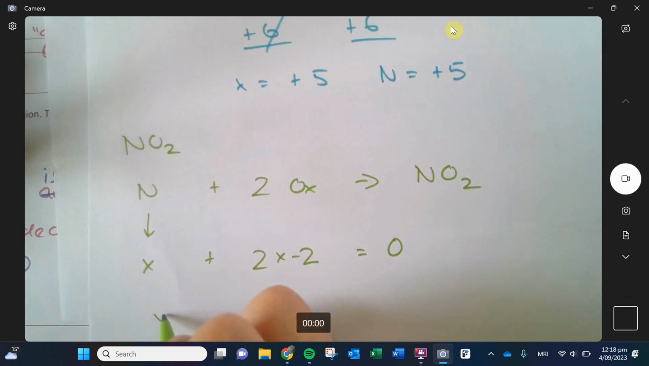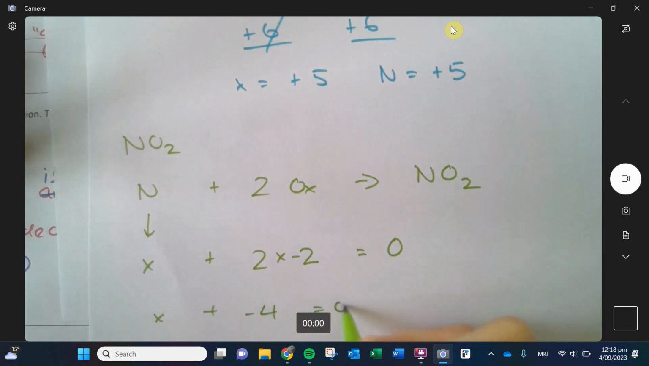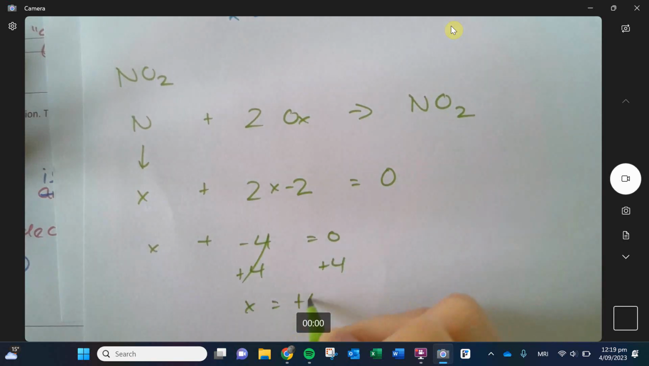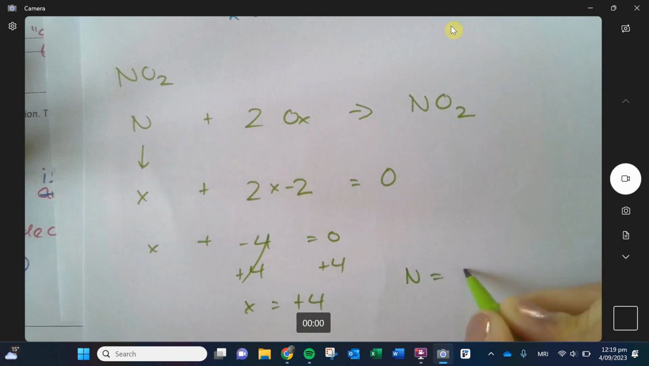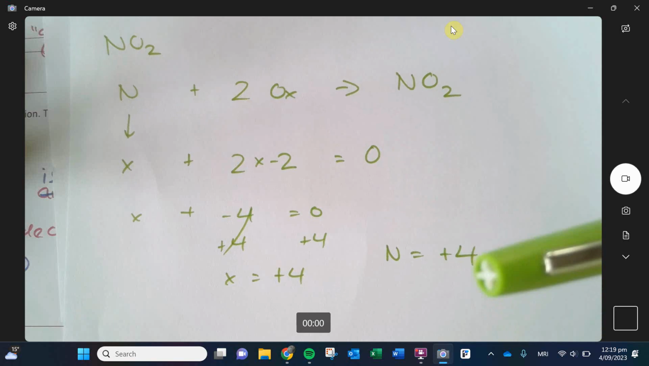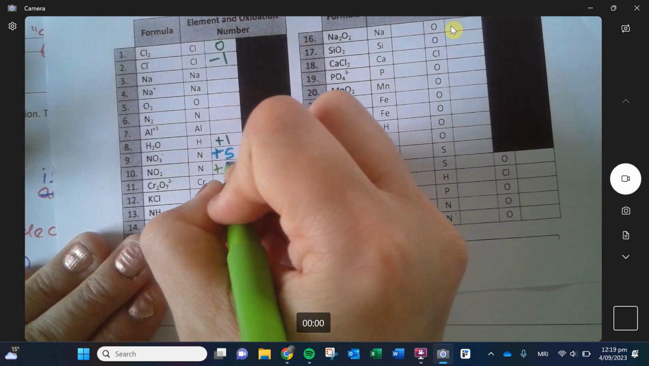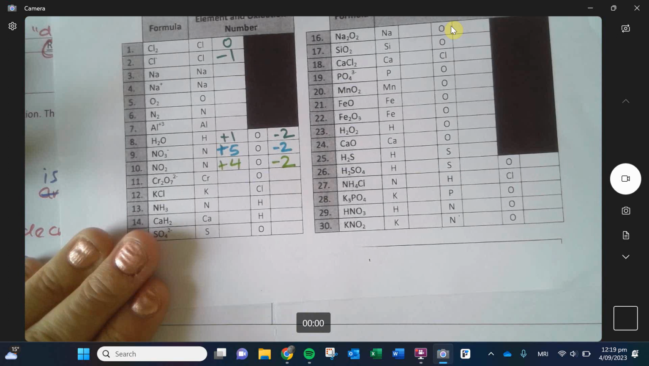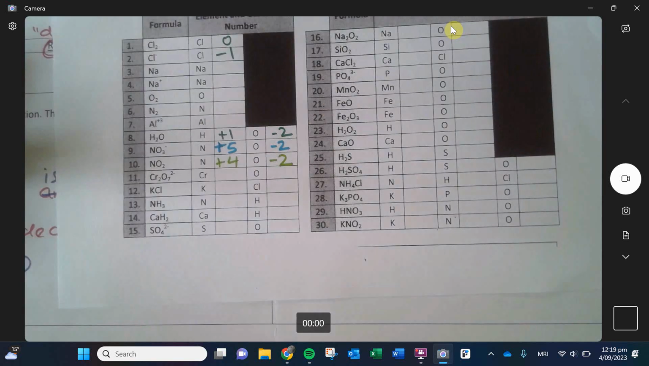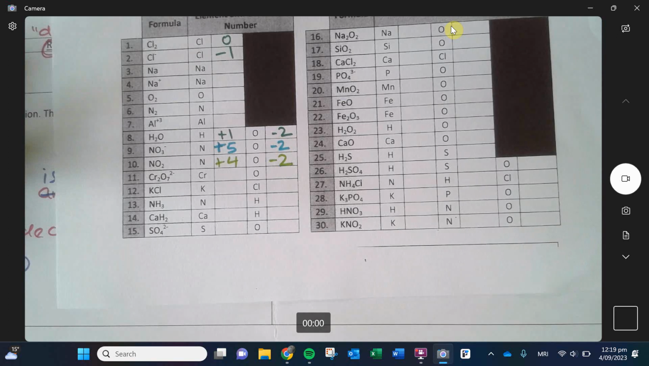And then X plus -4 equals 0. Plus 4 cancels out. X equals positive 4. So nitrogen in this case is positive 4. So then when I go back to this sheet, I would write positive 4, negative 2. And I'll do the dichromate because the dichromate one's tricky. One last example. Just watching the time. Okay. The last example is my dichromate.